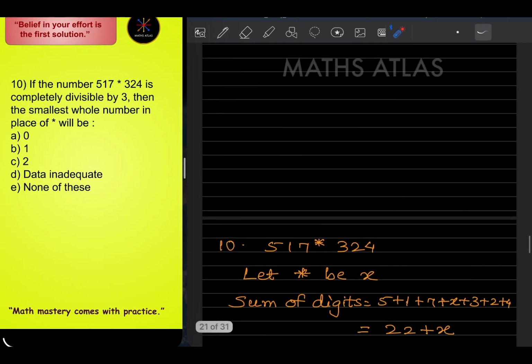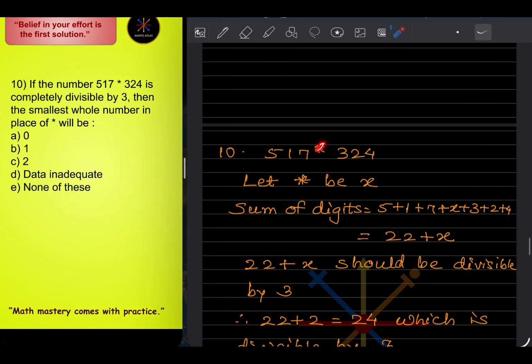So the next one: if the number 5 7 blank 3 2 4 is completely divisible by 3, then the smallest whole number in place of the blank will be what? So now here, we don't know what this is. So let us consider this as x. So now we will take the sum of digits. So what will we put in this place? We are going to put x.